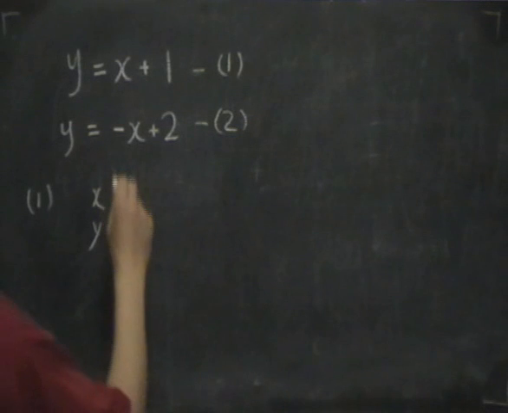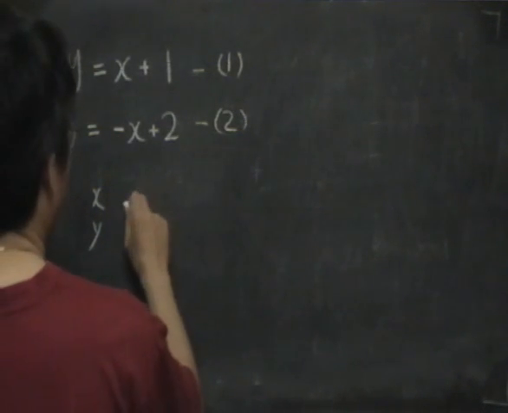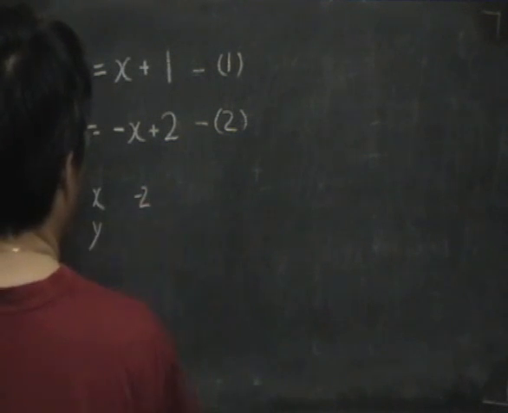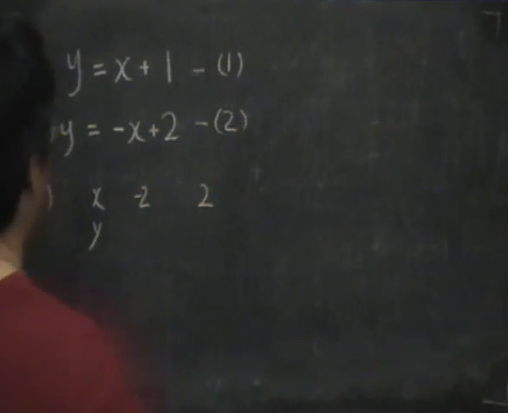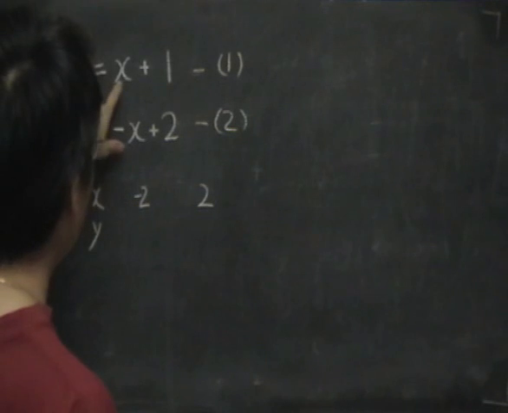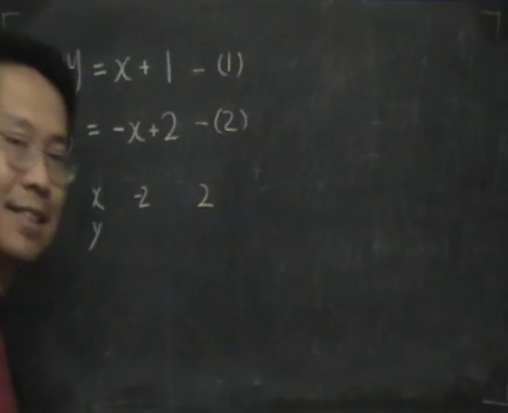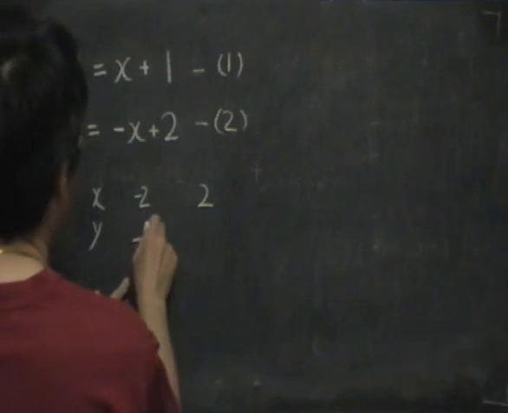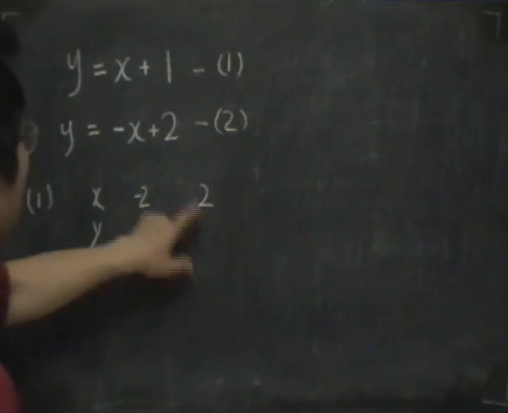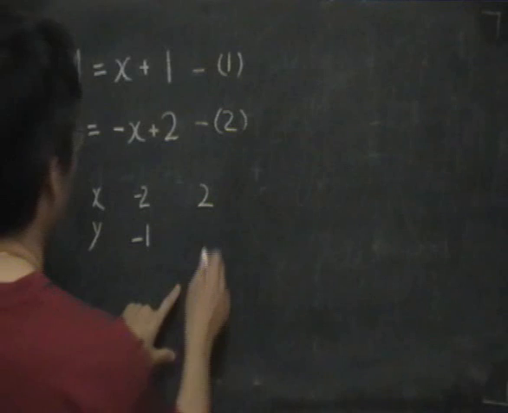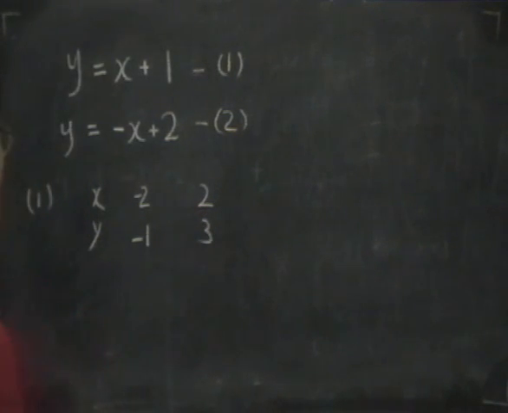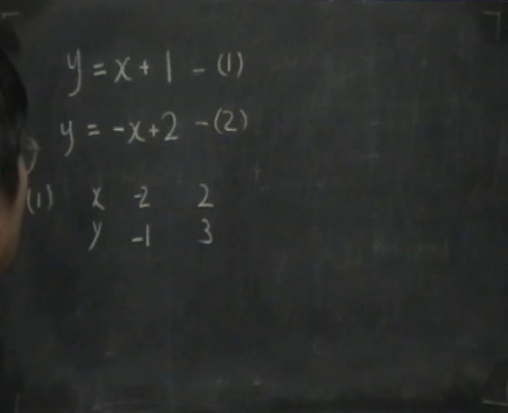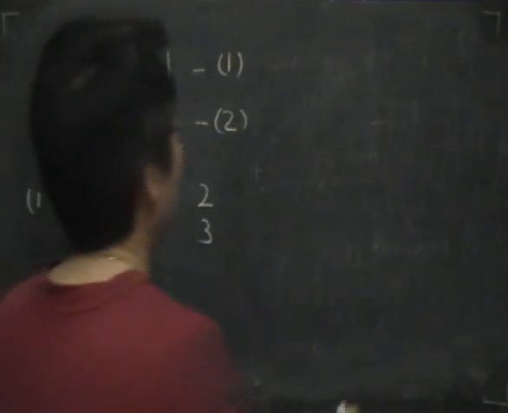Okay, so let's see. Let me use -2 and 2 for the x. Then when x is -2, in the first equation you'll find -1 for y, and when x is 2, 2 plus 1 is 3. So that's one table.